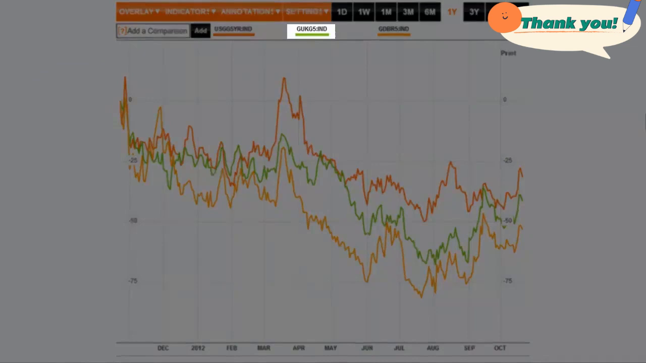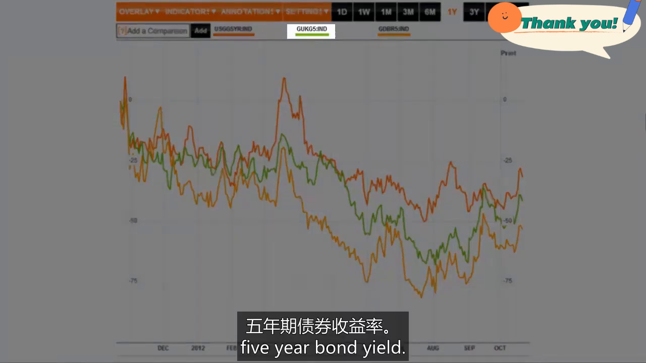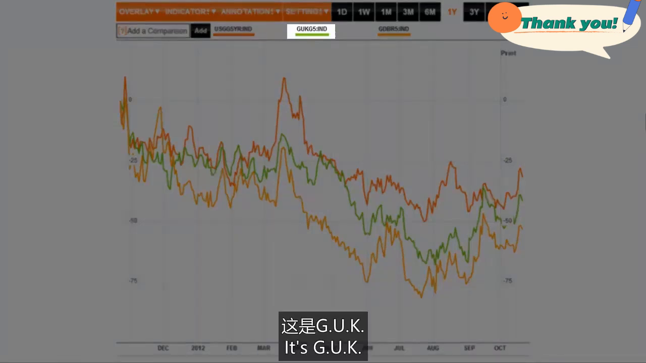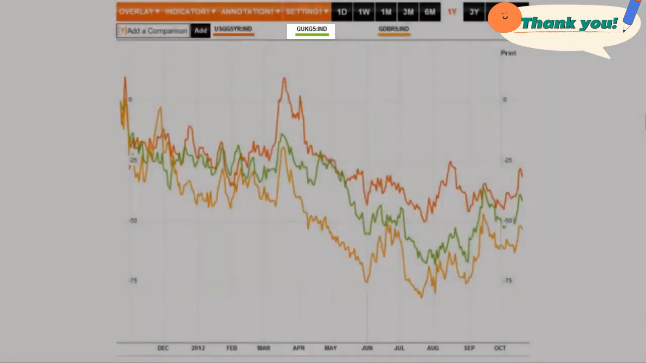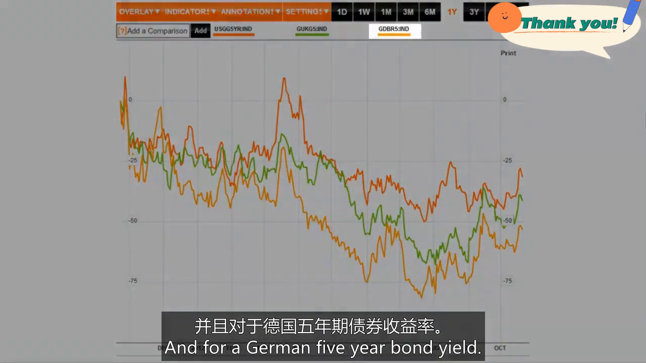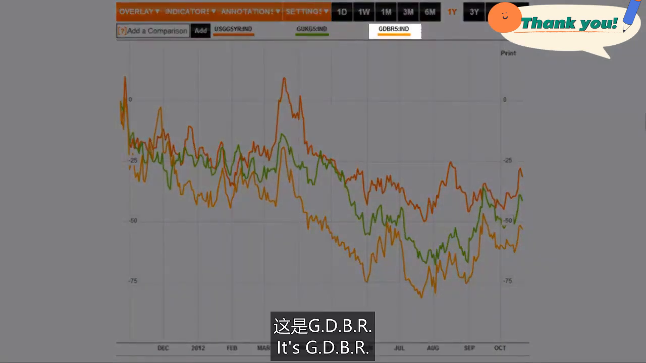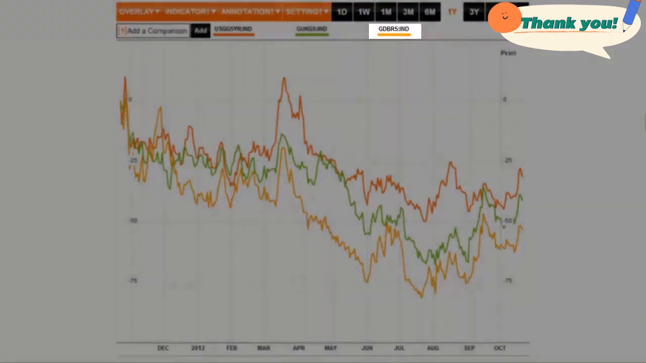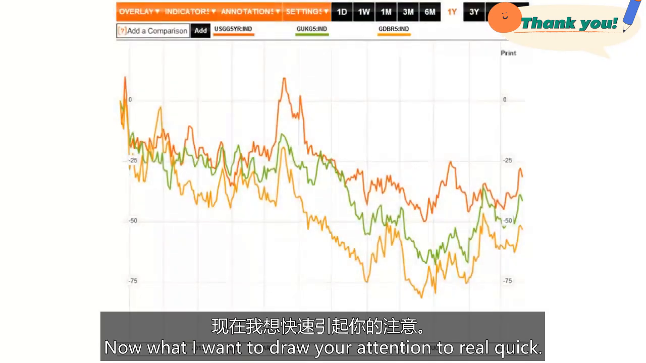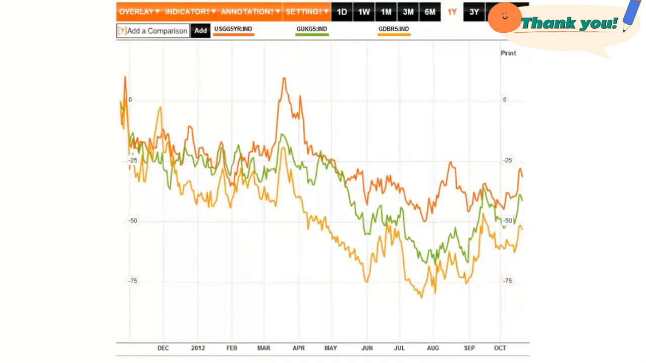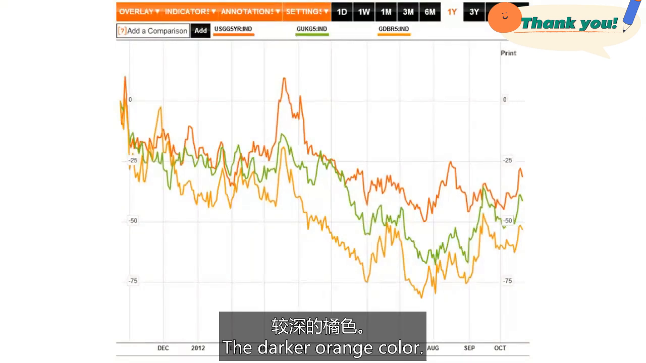For a UK 5-year bond yield, it's GUKG5:IND. And for a German 5-year bond yield, it's GDBR5:IND. Now, what I want to draw your attention to real quick is if you look at the darker orange color, and I can't pick the colors, it just does it by default.